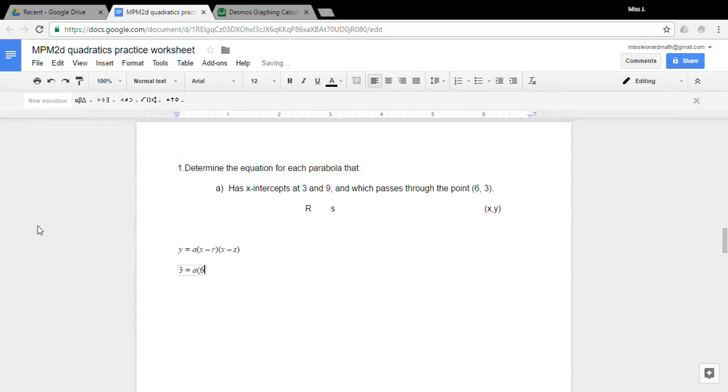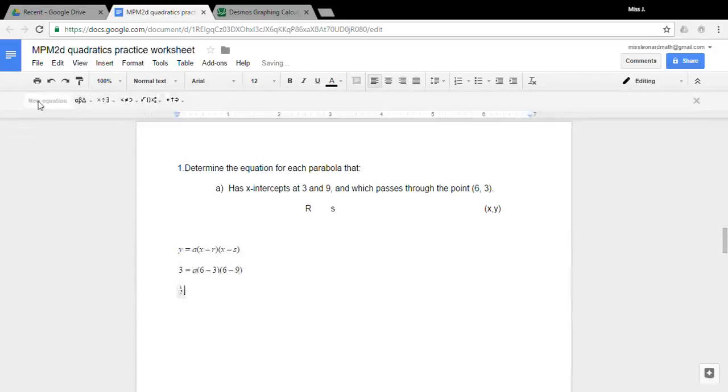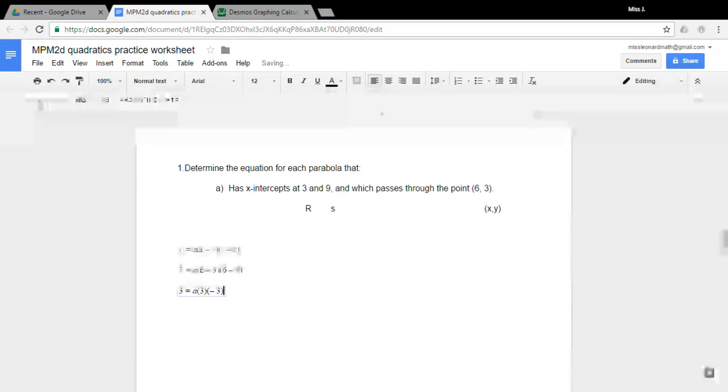Our x is 6. Now when you're plugging in your roots, it always has to be opposites. So we're going to go x minus 3, so 6 minus 3. And then again, same x, 6 minus 9. Now we want to work with each bracket first because we are trying to solve for a. So 6 minus 3 gives us positive 3. 6 minus 9 gives us negative 3. Now from there, I want to multiply these two brackets. Okay, so I've got 3 equals a times negative 9.